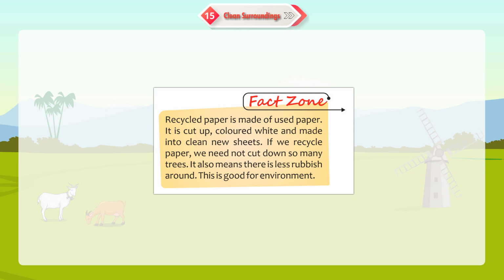Fact zone: recycled paper is made of used paper. It is cut up, colored white, and made into clean new sheets. If we recycle paper, we need not cut down so many trees. It also means there is less rubbish around. This is good for the environment.